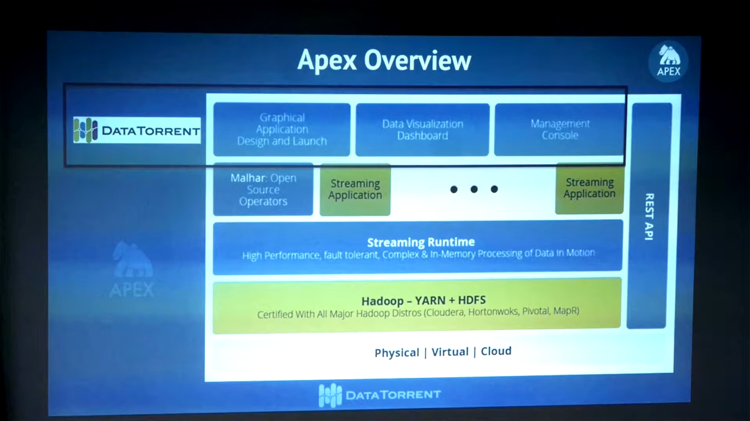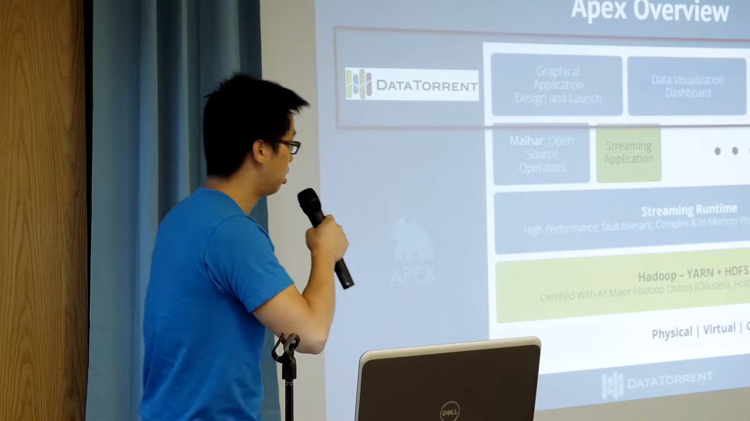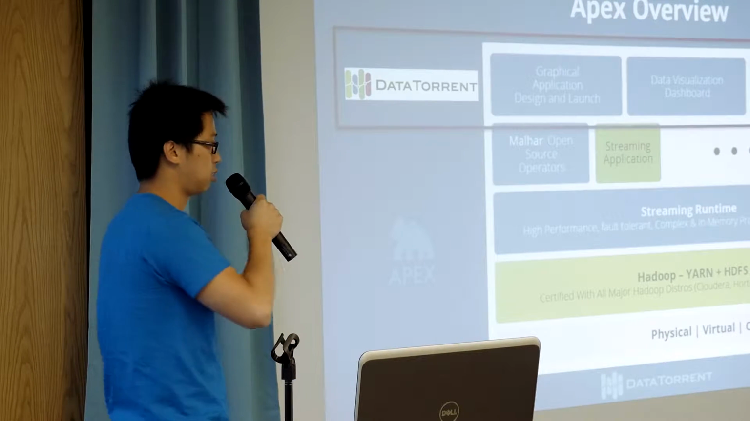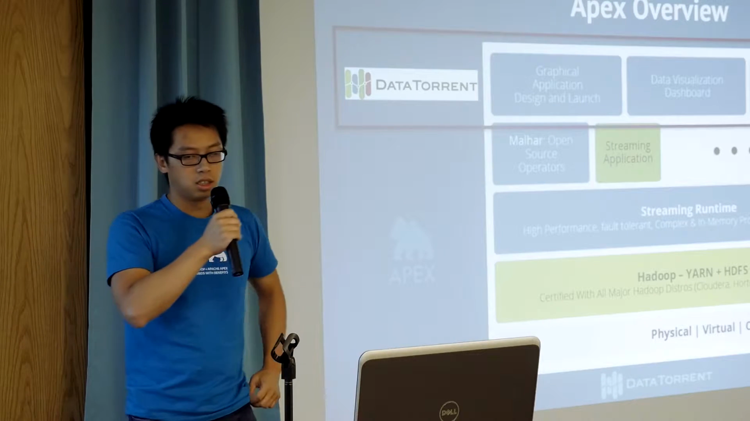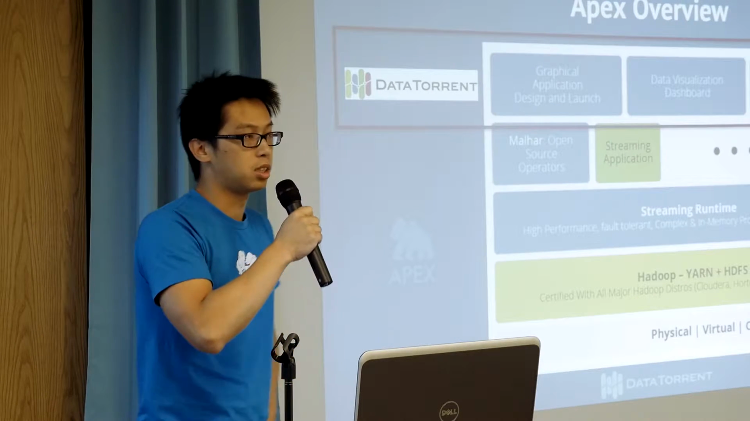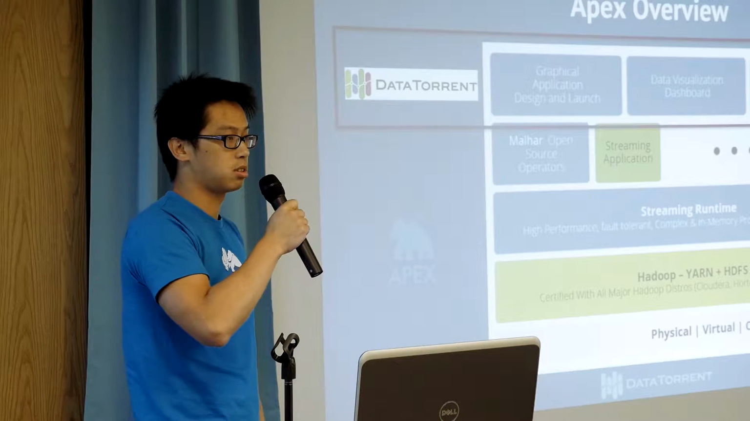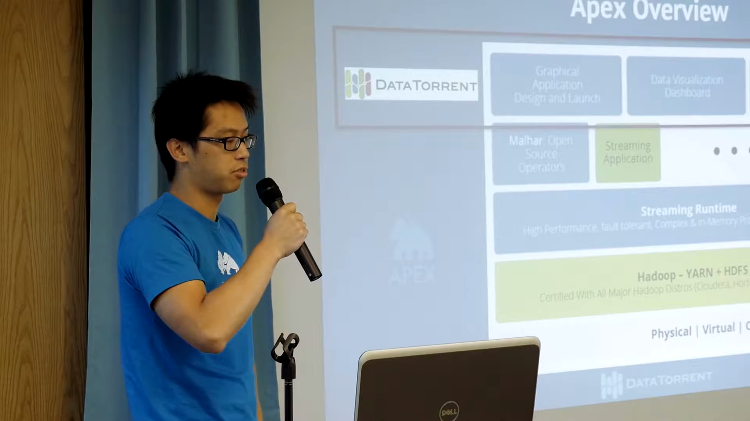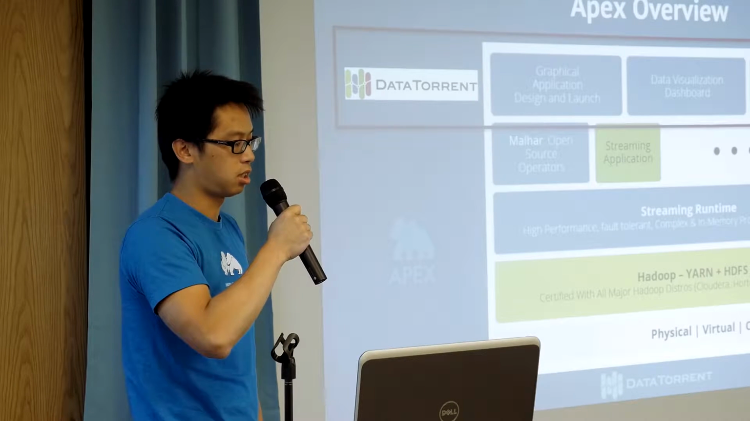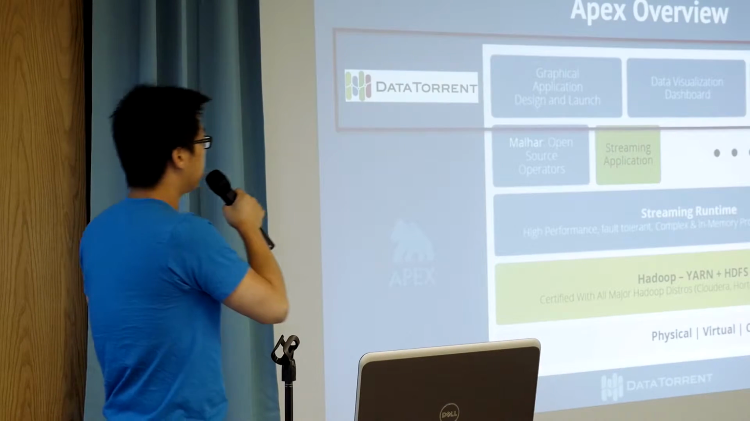On this core engine, we have a bunch of operator libraries. Those libraries include the I/O library, which talks with external systems like Kafka, HDFS, NoSQL databases, JDBC, and so forth. The library also includes some useful transformations like filter, and some algorithms like aggregation, something like that.